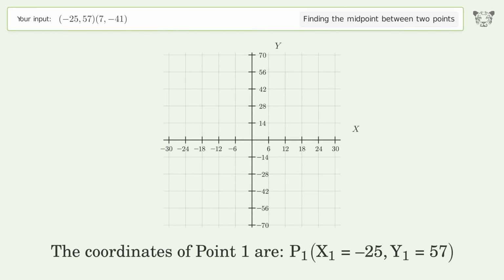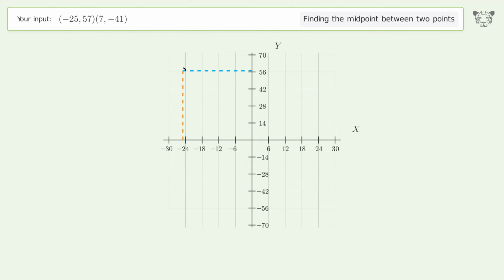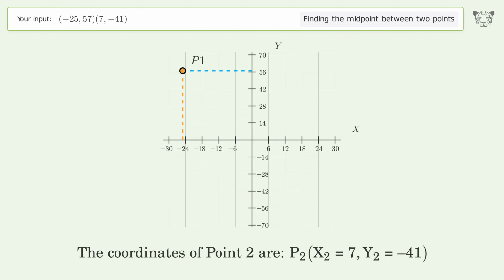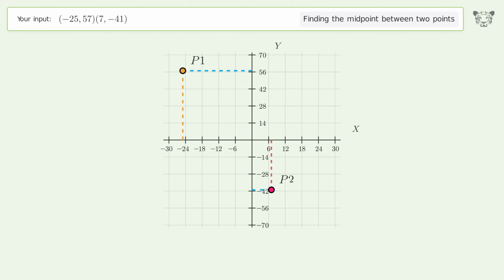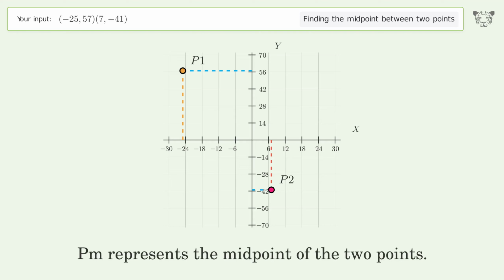The coordinates of point 1 are, x1 equals -25, y1 equals 57. The coordinates of point 2 are, x2 equals 7, y2 equals -41. PM represents the midpoint of the 2 points.